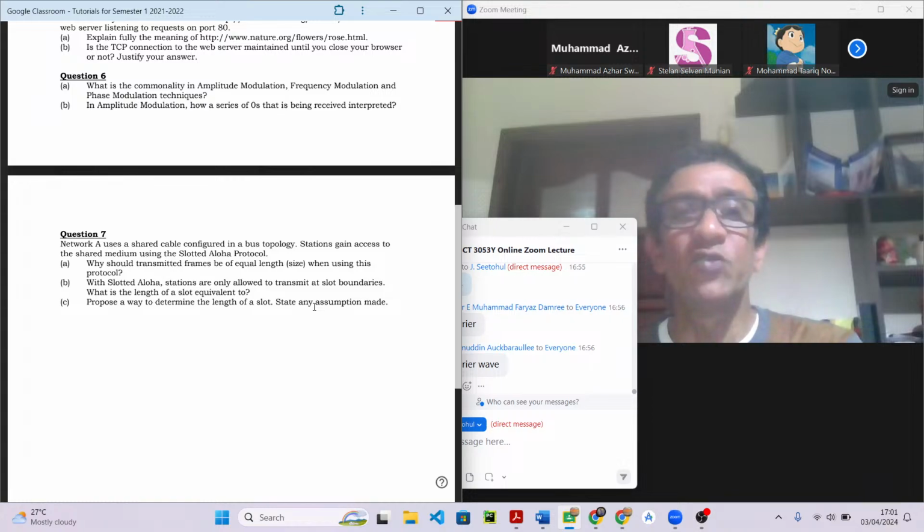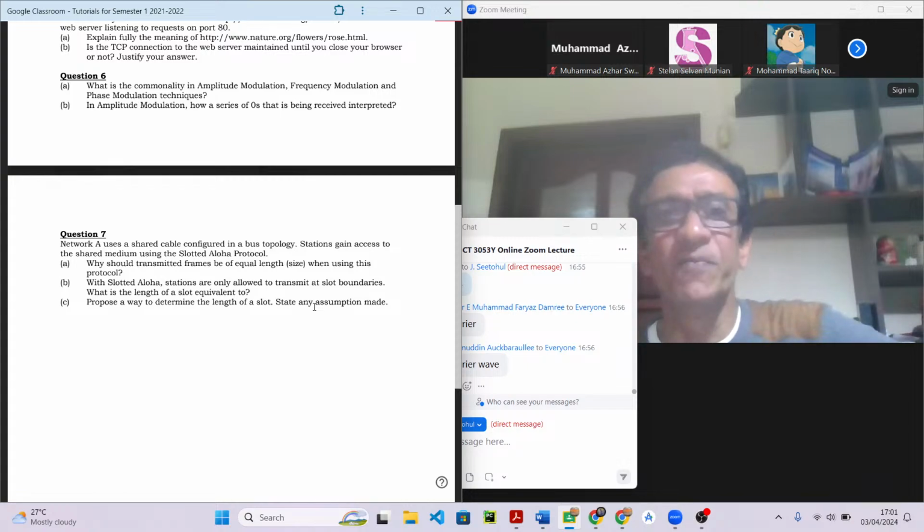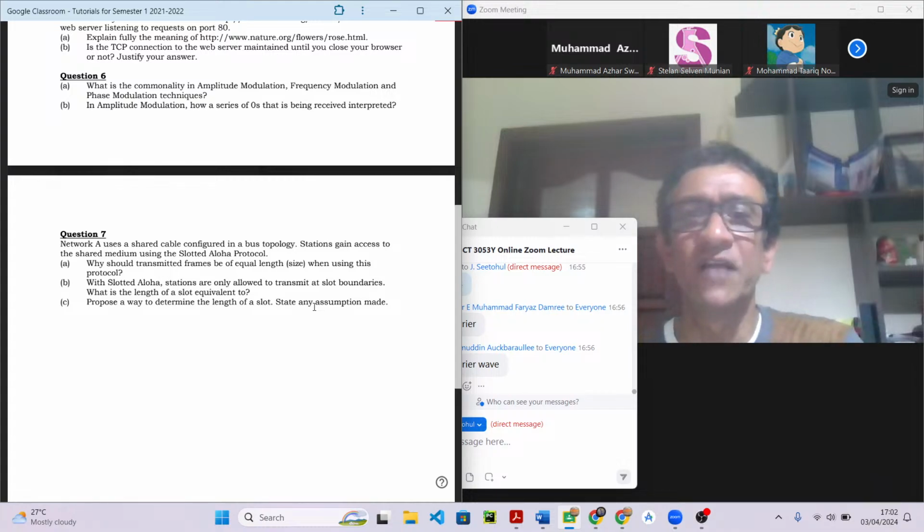In CIDR notation, you should translate this into bits. Now, 255 is 8 bits, so for 224 you have to work it out. I think 224 is 3 bits, right? So the first one is 150.60.70.180/19, no? If it's wrong, you tell me.